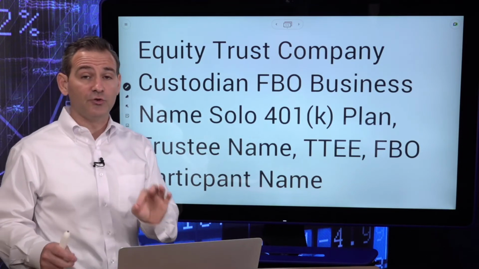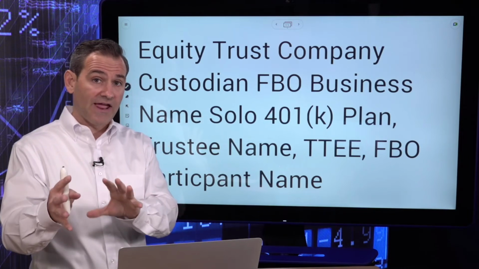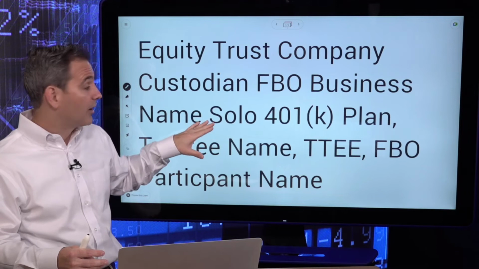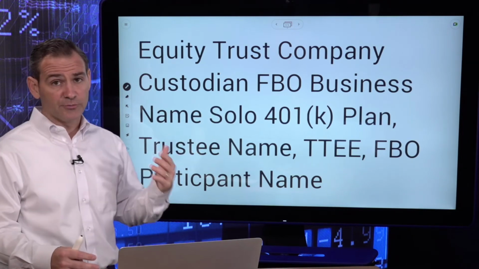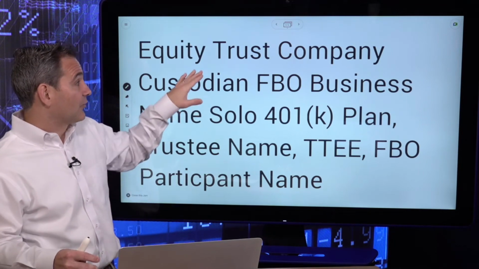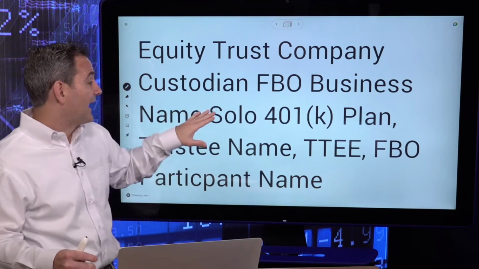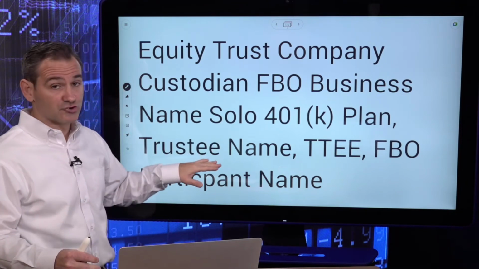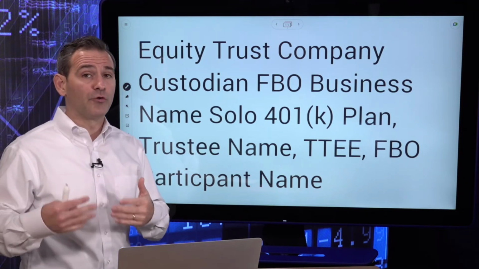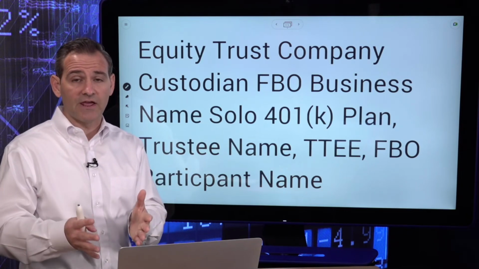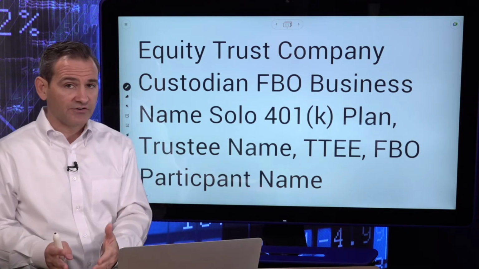So whatever you have on your 401k plan here at Equity Trust, you want to make sure you have that inserted appropriately. So let's say your business name is XYZ Company. So it'd be Equity Trust Company, Custodian, FBO, XYZ Company 401k plan. Now the trustee, most solo 401ks just have one individual. They set up the solo 401k. They are the trustee and the participant.